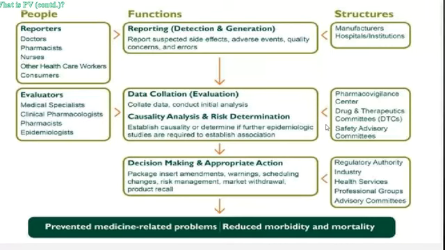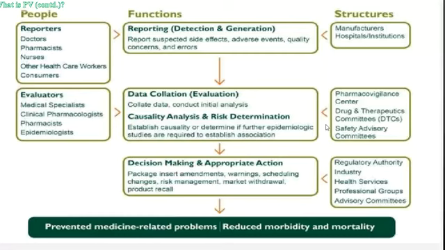Then what is happening? There is plenty of data coming in the source documents. They are collecting the data, collating the data, conducting the initial analysis. Then, as per the flow which we have seen, we do causality analysis and risk determination, establish the causality, and determine if further epidemiologic studies are required to establish the association.